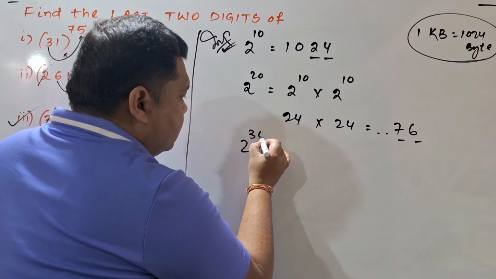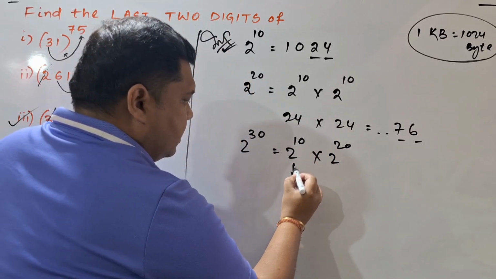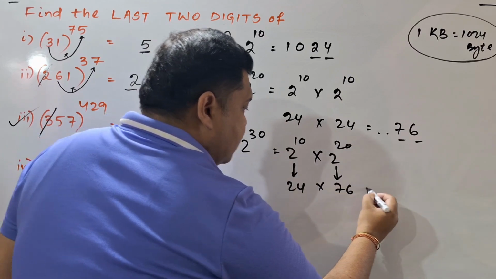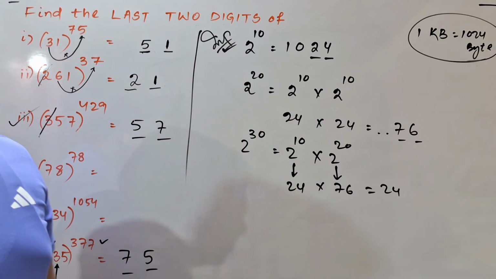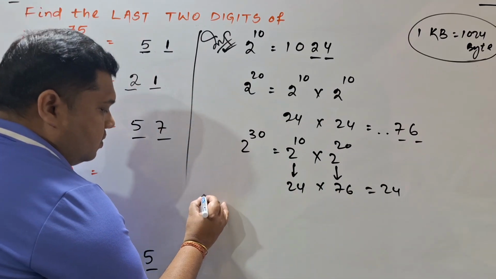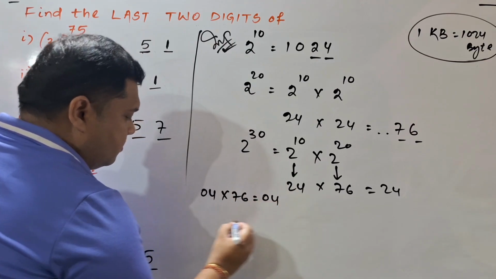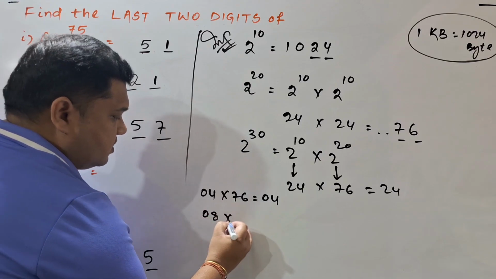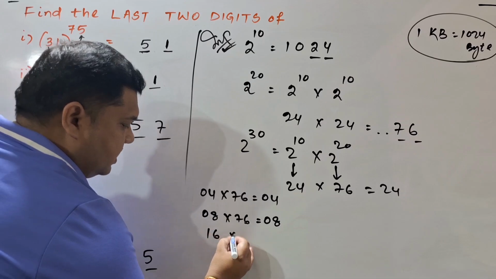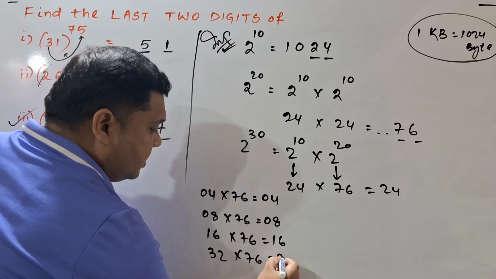Similarly 2 to the power 30. It can be written as 2 to the power 10 into 2 to the power 20. 2 to the power 10, last 2 digits 24. 2 to the power 20, last 2 digits 76. If I multiply, I get 24. The question is, sir, how do you know? Observation. Here I am writing, you know, 04 into 76, last 2 digits are 04. 08 into 76, last 2 digits are 08. 16 into 76, last 2 digits 16. 32 into 76, last 2 digits 32.